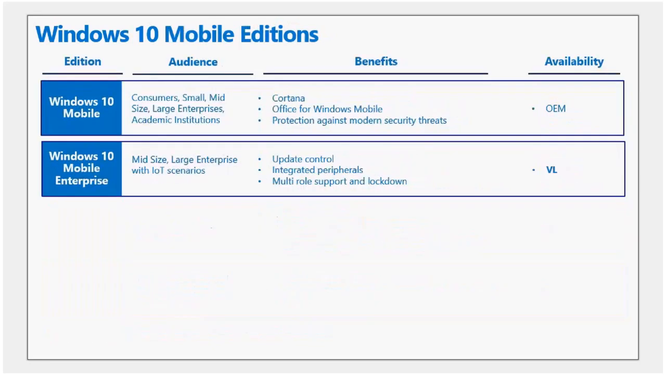In addition to the desktop editions, there are 2 mobile editions we're going to talk about. These are geared towards devices 8 inches or less. Windows 10 Mobile comes pre-installed on mobile devices, phones, phablets, and small tablets. There is a Windows 10 Mobile Enterprise upgrade that is available through volume licensing, and we'll talk more about that, but it essentially provides some additional update control over the Windows 10 Mobile SKU.